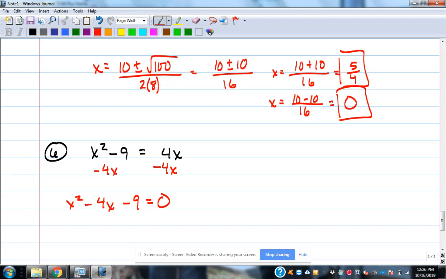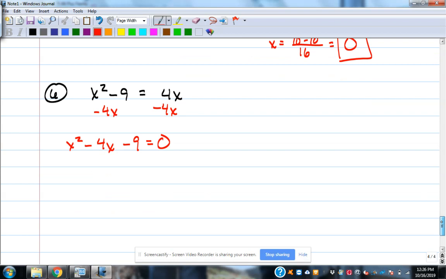Are there any numbers that even do that? Think about things that multiply to be -9. -9 and 1, -3 and +3. Neither of those add to be a -4. So I know factoring doesn't even work here. So that's out. The only other options I have are complete the square, which you hardly ever pick, or quadratic formula. I'm going to do quadratic formula to solve this.